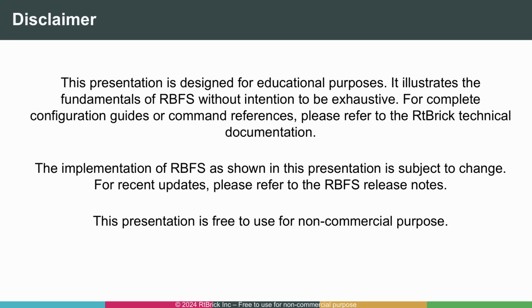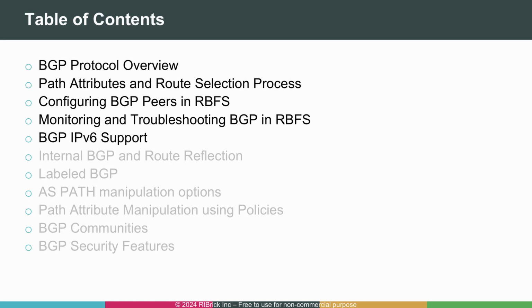Before we dive into the content itself, let me give you a quick roadmap of what we'll be covering. We'll kick things off with an introduction to the Border Gateway Protocol, where we'll break down its core mechanisms and message types. Then, we'll take a closer look at BGP path attributes and explore how they work.